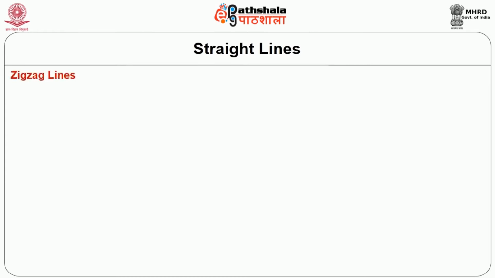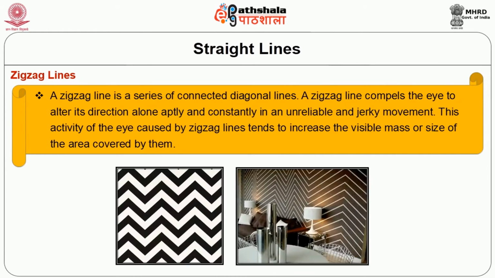The next would be the zigzag lines. A zigzag line is a series of connected diagonal lines. A zigzag line compels the eye to alter its direction abruptly and constantly in an unreliable and jerky movement. This activity of the eye caused by the zigzag line tends to increase the visible mass or size of the area covered by them. Designing an object with zigzag lines in interior decoration can be amusing, especially when one wishes to conceal a poorly proportioned part of the structure. It would be one of the best lines to incorporate.